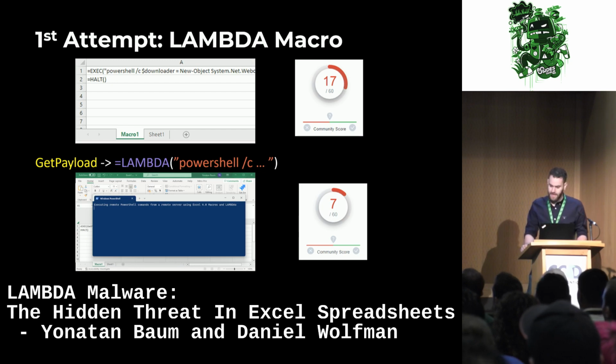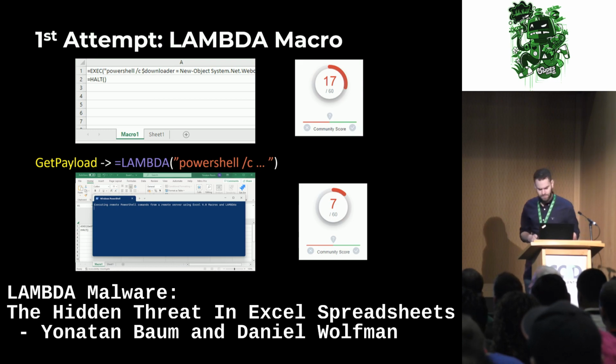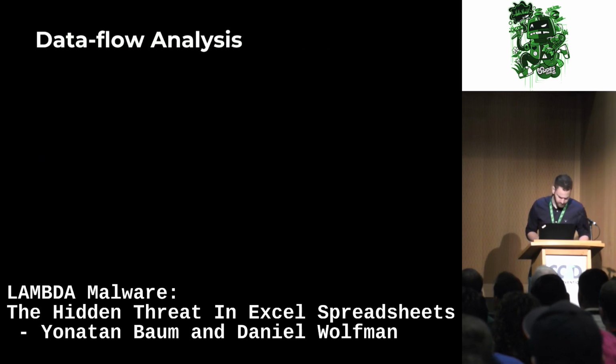To do that, I had to research the way antivirus engines differentiate between malicious macros and non-malicious ones. Now, every engine is quite different, and one technique that I'd like to discuss today is called data flow analysis. Let's see it in action.